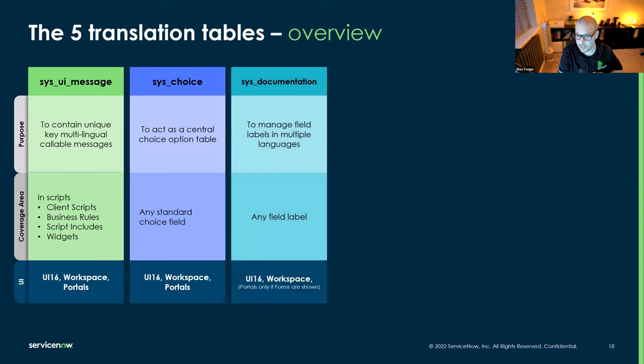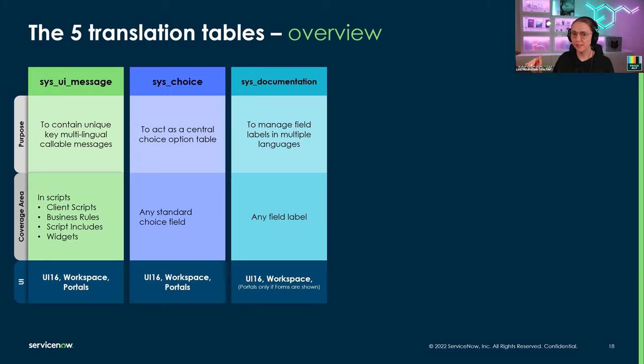Then we have Sys documentation, which is for field labels. So exactly where you define the English field label is where you put the translated field labels, and it has a nice little language field on that table as well. So if you've got one label for that field in English, you duplicate it and you put another label and you put the value what that is in the other language, and so on and so forth. Okay, that's the one that shows as a related list on the dictionary. Yes. Items, right? That's correct.